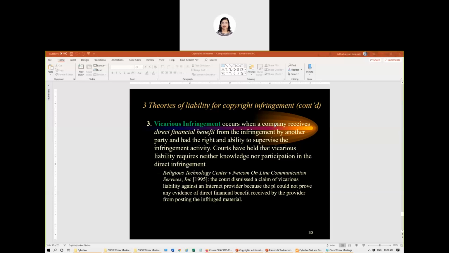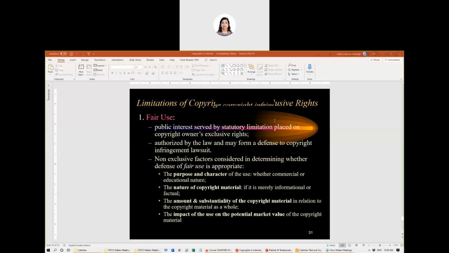So, as you can see, for vicarious infringement, it's very important to prove that there was some form of direct financial benefit. Okay? All right.